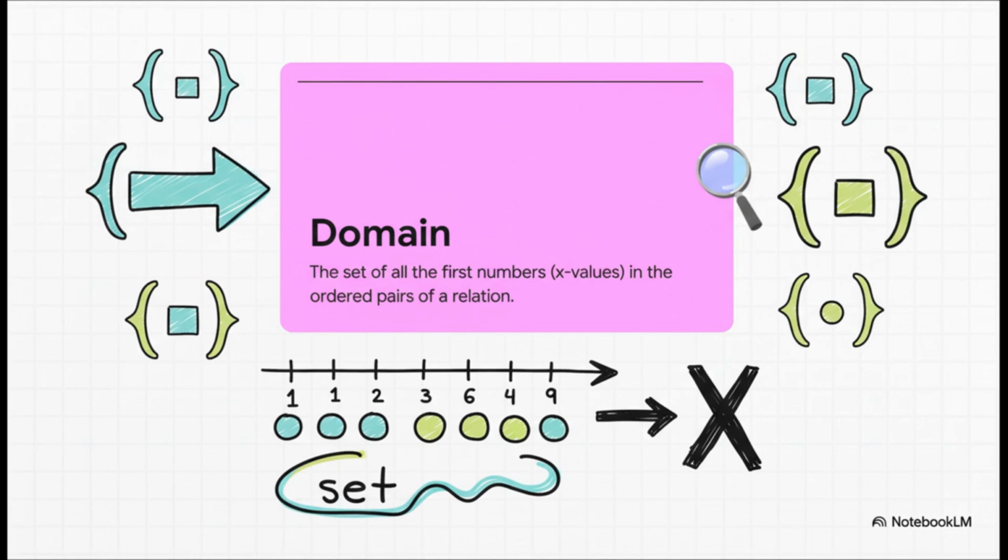That list of all the possible x values, it has a special name, the domain. So for our graph here, if you look at each point and drop a line down to the x-axis, you'll hit -4, -2, 0, 1, and 3. That's it. That's our domain. It's the complete list of all the inputs our relation uses.